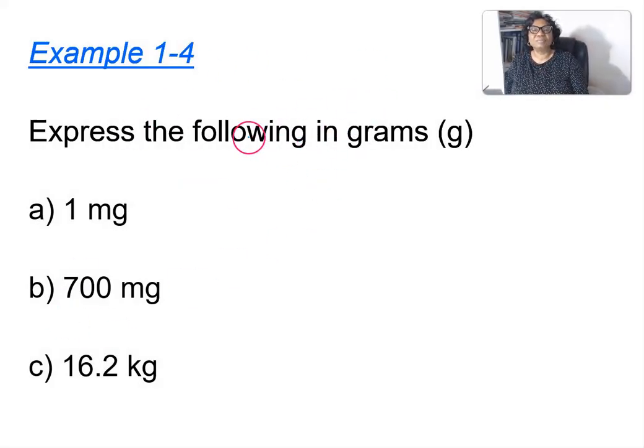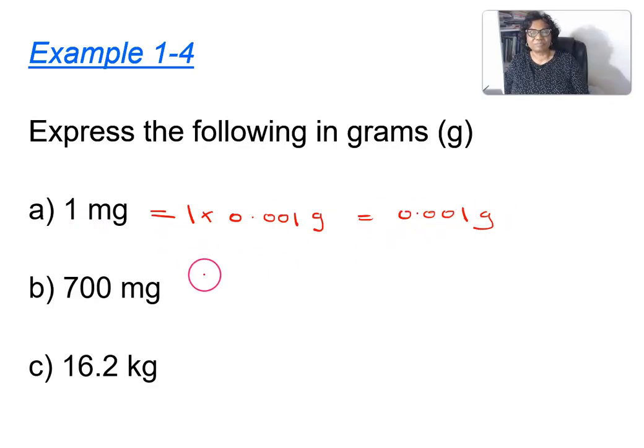So try and solve these problems. I'll do some. Express the following in grams. You see, gram is a metric unit. And we have 1 milligram. So this will just be 1 times 0.001 grams. And this will be equal to 0.001 grams, because milli is 0.001.